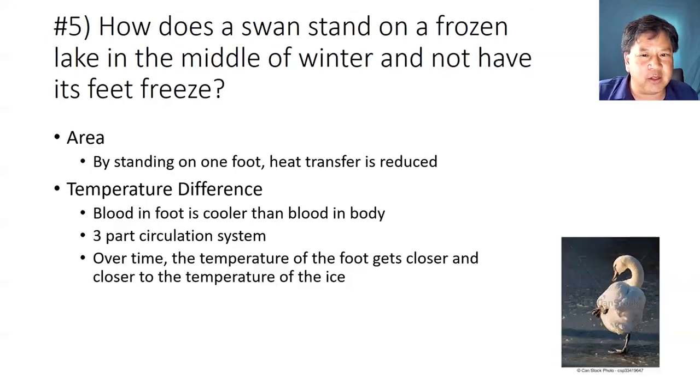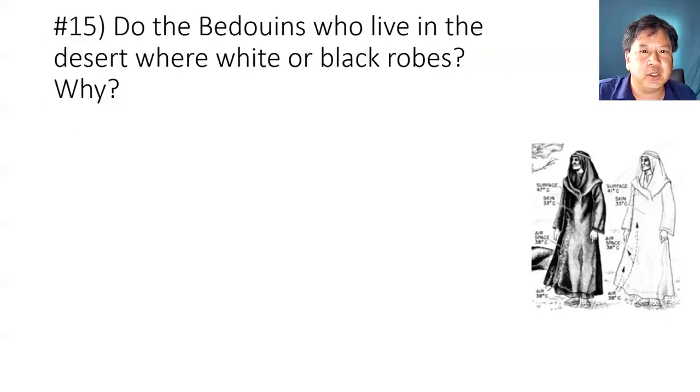And then that has a third circulation with the foot, and the temperature of the foot is actually quite close to the temperature of the ice. So that delta T, or the temperature difference between the foot and the frozen lake, is not so much, and therefore we know there is less heat loss.